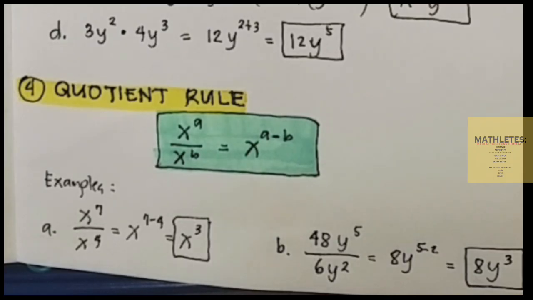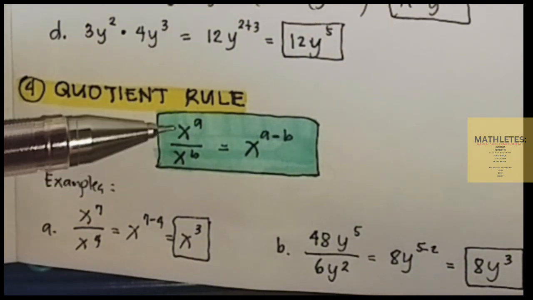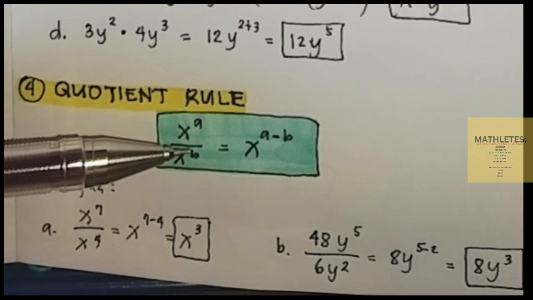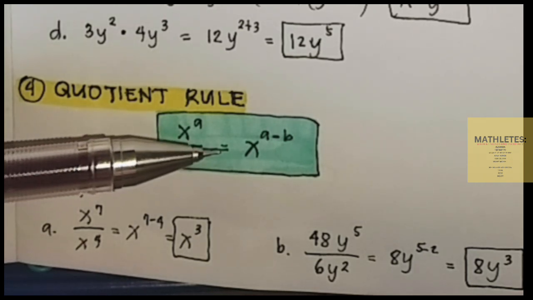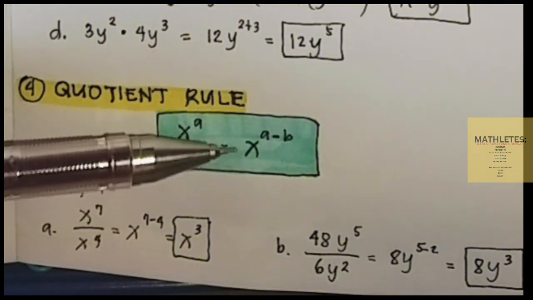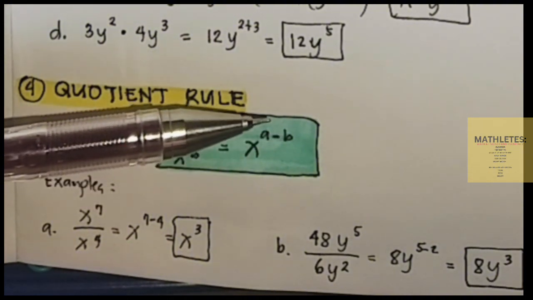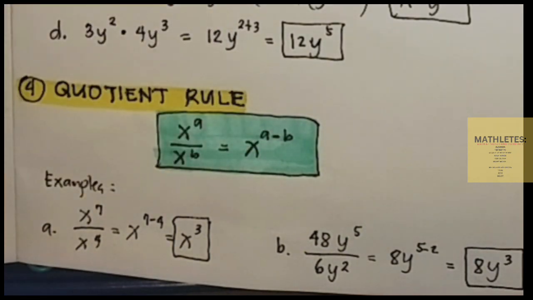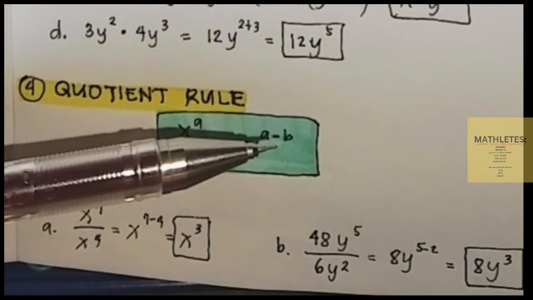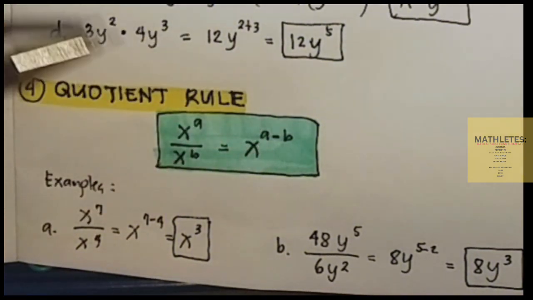The fourth rule is the quotient rule. If we have the same base, x, and the exponents a and b, so x raised to the power of a divided by x raised to the power of b, that will be equal to, you copy the base, then you subtract the exponents. In the product rule, you add up the exponents. In the quotient rule, you subtract the exponents: a minus b.